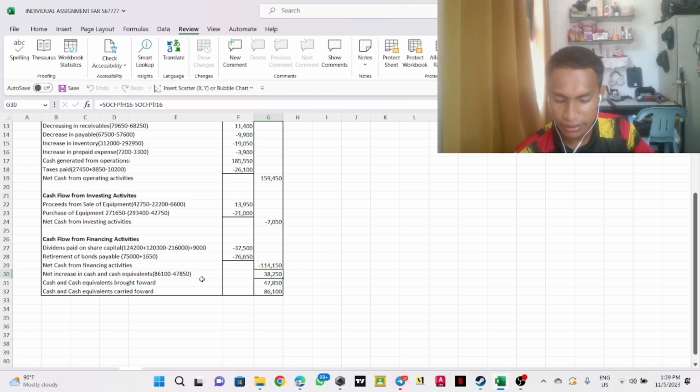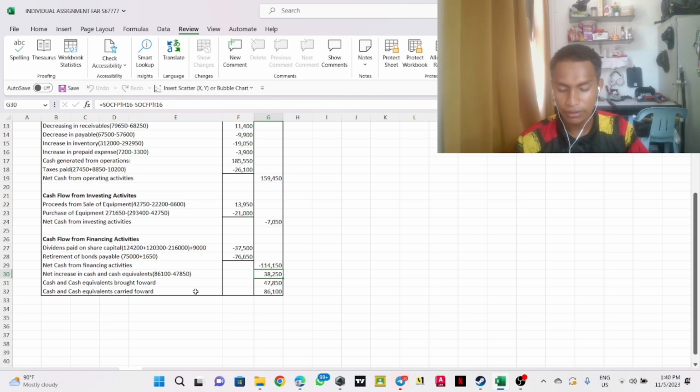Payment for dividend, which is as much as 37,500. This amount is found because when we look at additional information number 6, retained earning is affected by declaration of dividend and net profit. So if we look at the comparative statement of financial position on the retained earning item, we find that in 2021, it is as much as 124,200, and in 2022 is as much as 216,000.